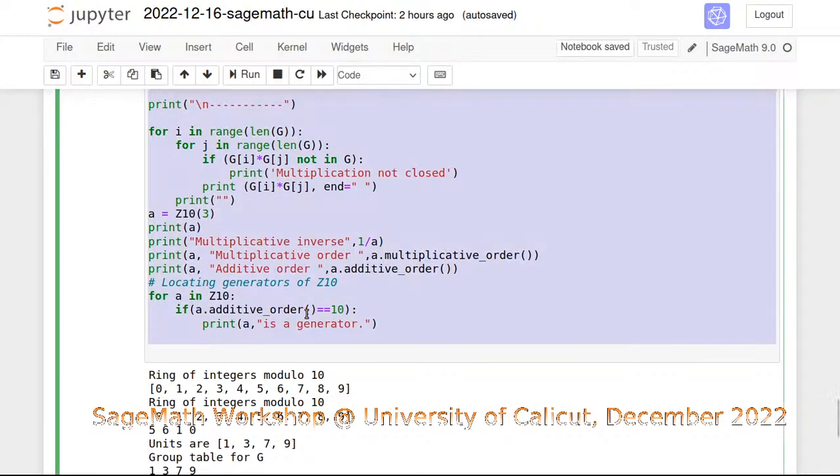Let me update this also in the Google worksheet. I'm doing everything inside the same cell basically because if some of you want to try these things in the Sage cell, if I split it across cells, that's not going to work in the Sage cell. But if you are working on your own computer, your own installation, you can directly copy and paste this across different cells. So it will work. In the Sage cell, you need to keep everything in a single cell.